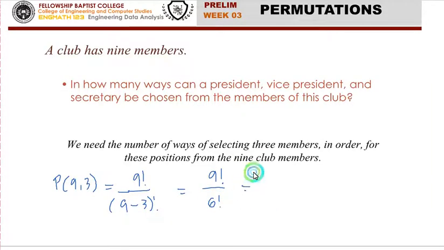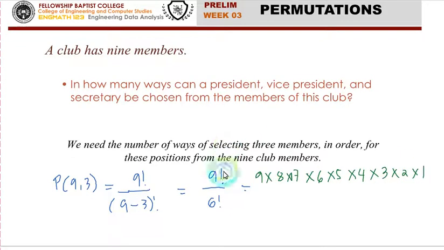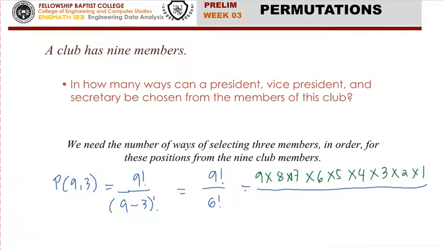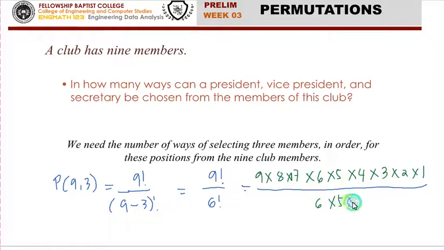Okay, so sa aton nga representation, ang mabilin dere, so we have 9 times 8 times 7 times 6 times 5 times 4 times 3 times 2 times 1. And then sa aton nga denominator, this is 6 times 5 times 4 times 3 times 2 times 1.